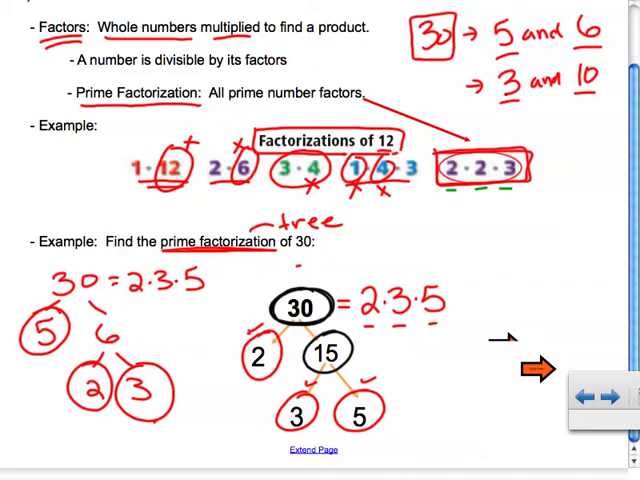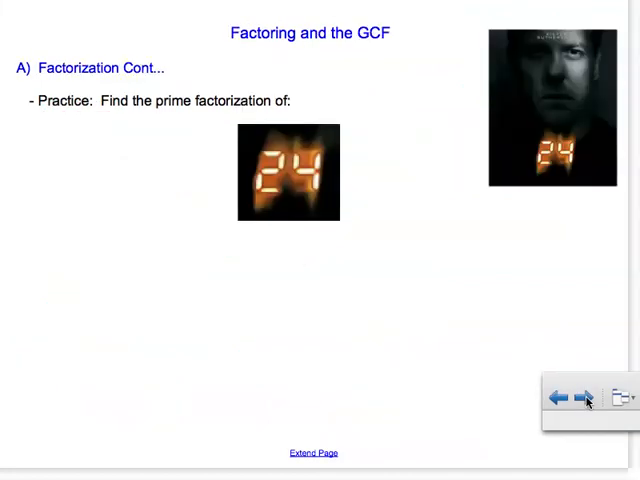Okay, if you have any questions, you can go back and listen to parts of that, but I'm going to move on. As an example, let's find the prime factorization of 24. Why don't you guys do it? Pause me, come back, and see if you have the right answer.